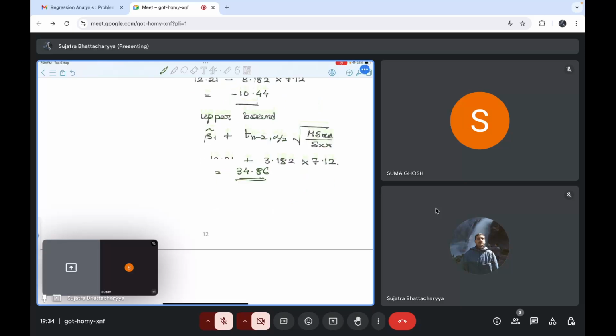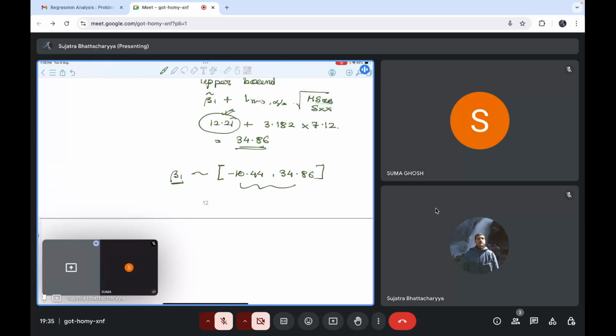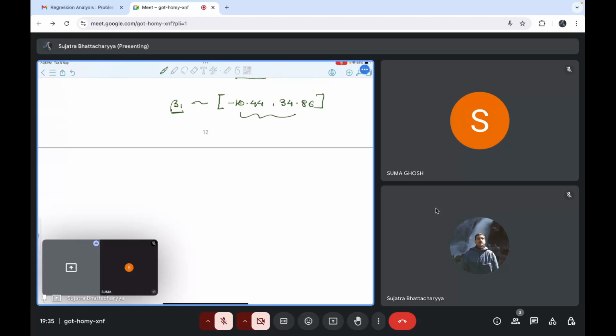Okay. So the confidence interval is minus 10.44 to 34.86. This is the confidence interval for beta 1, the actual population parameter. And what we have got as the estimate is 12.21. So 12.21 lies in this interval. So this is one of the confirmations that this 12.21, beta 1 hat, what we have estimated, is actually lying in the confidence interval of beta 1, the actual population parameter. So that is the validation. Fine. So this is the estimation of beta 1.